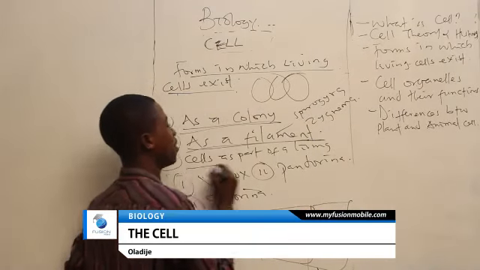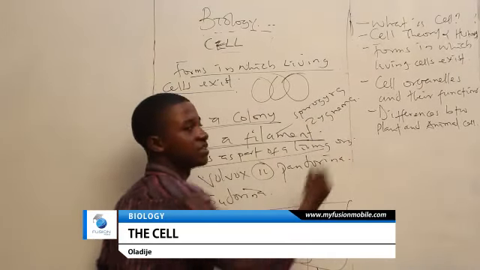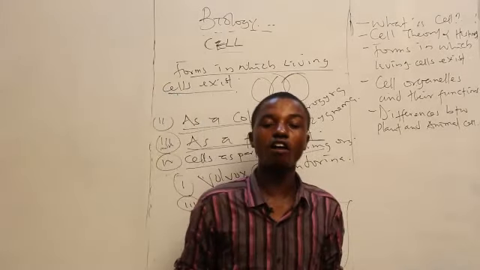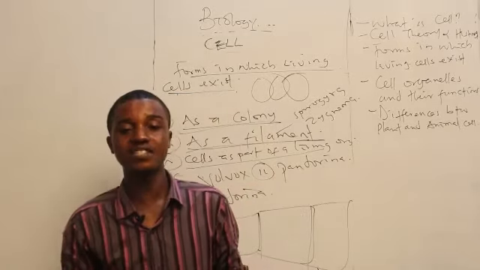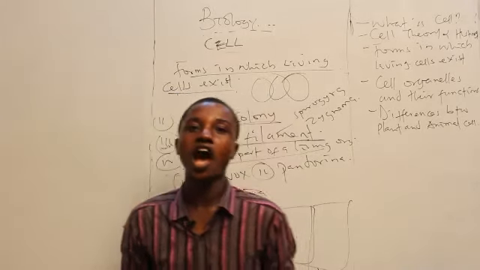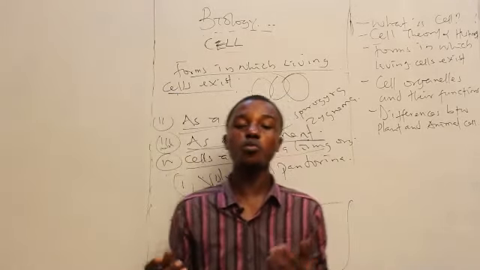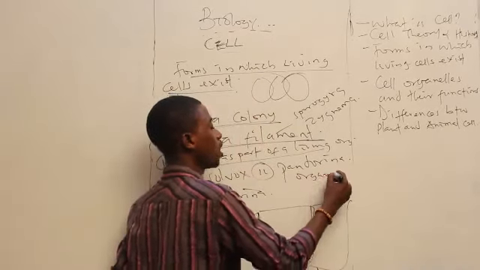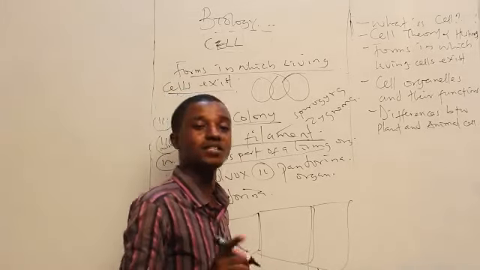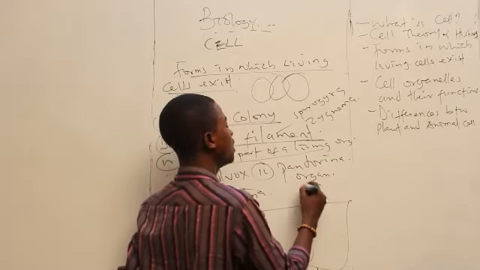So lastly, we have cells as part of a living organism. Cells as part of a living organism. So basically, I'll be explaining some terms to you. Now, a cell is the basic structural and functional unit of life. A combination of two or more cells performing similar function is called what?